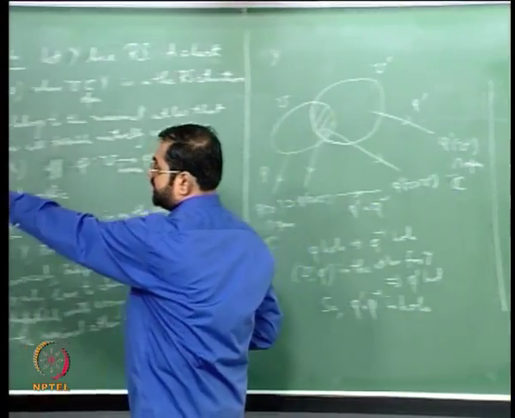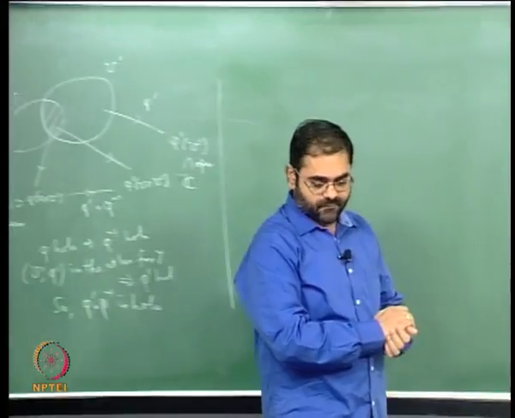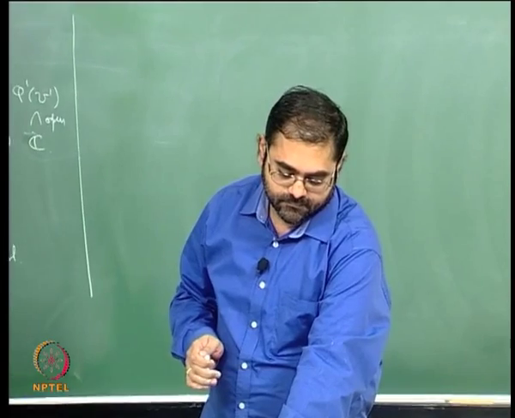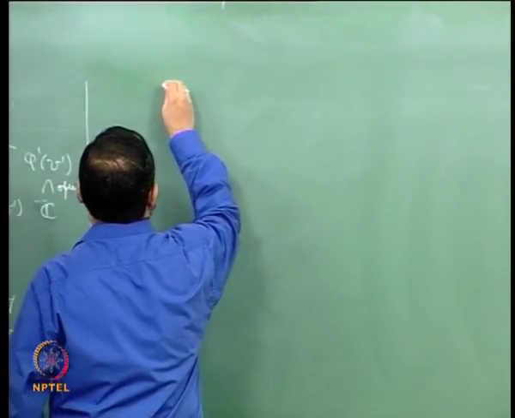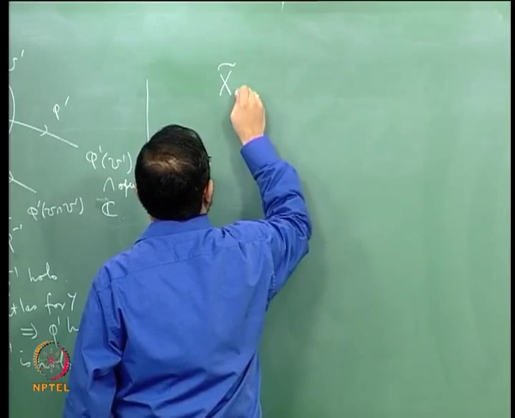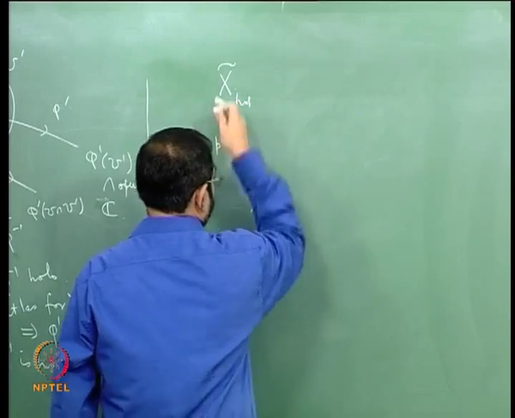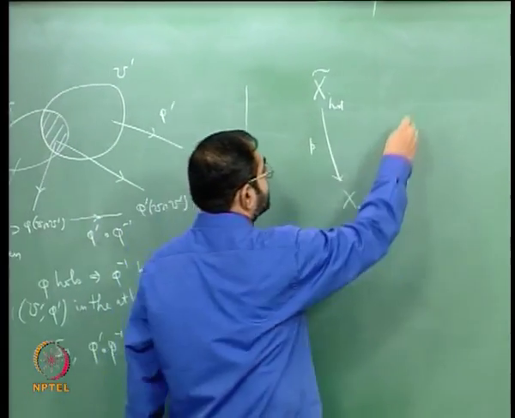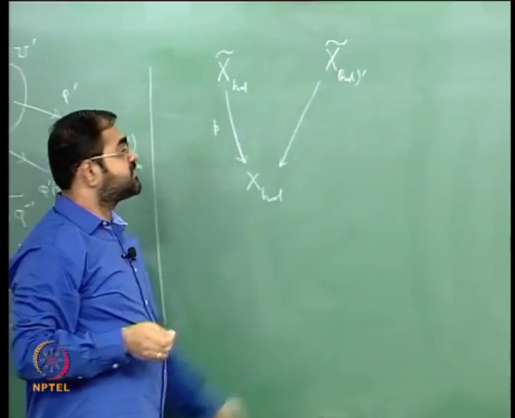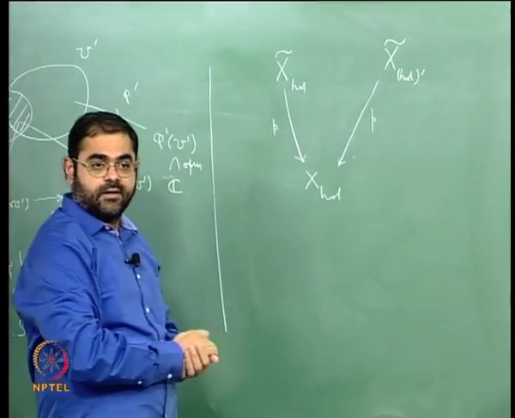Now let's apply this observation to this map. So coming back to our situation, I have X tilde whole to X whole. This is P. This is already holomorphic. And what is given is that there is an X tilde whole prime. This is another Riemann surface structure on X tilde, and then this is also holomorphic.